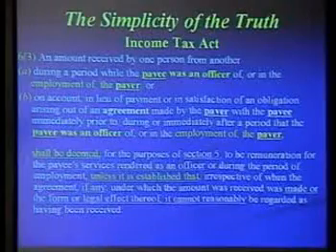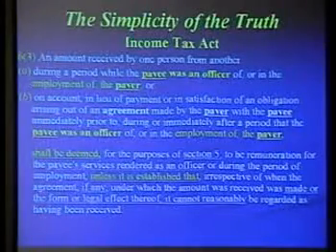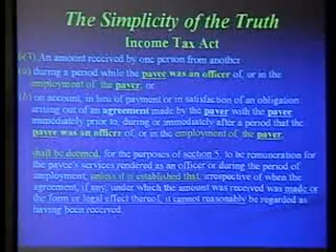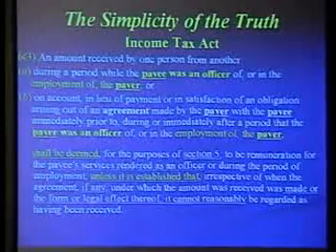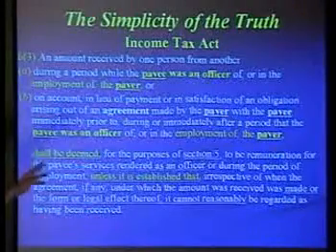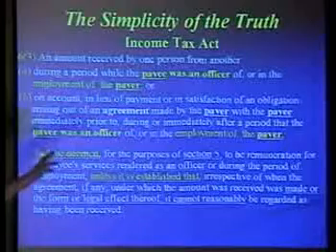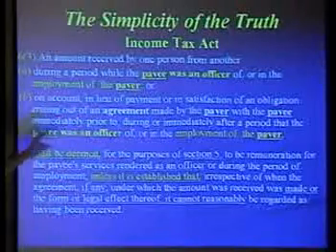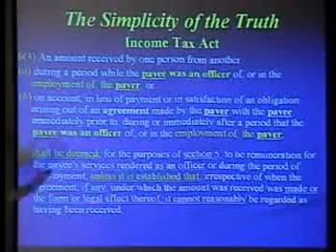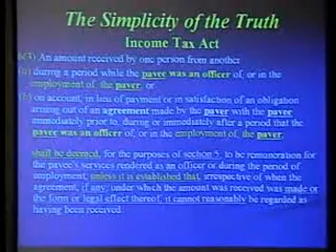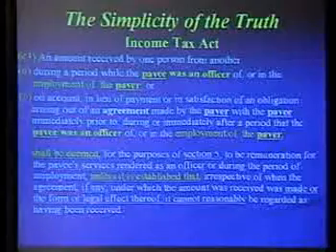Section 6.3 goes basically: the amount received by one person from another during the period while the payee was an officer of or in the employment of the payer, on account in lieu of payment or in satisfaction of an obligation arising out of the agreement made by the payer with the payee immediately prior to, during, or immediately after the payee was an officer of or in the employment of the payer, shall be deemed for purposes of Section 5. You got that? That's why it says a couple hours we could spin it.